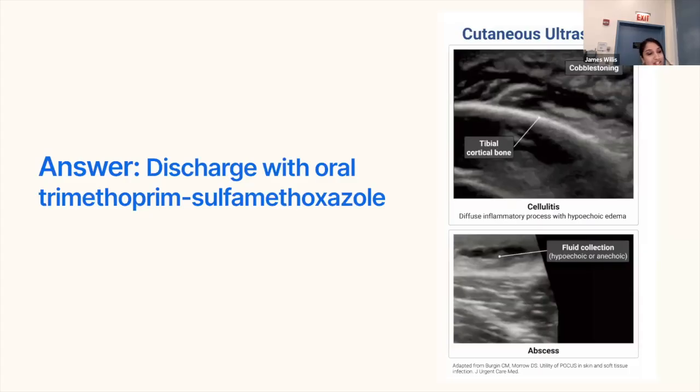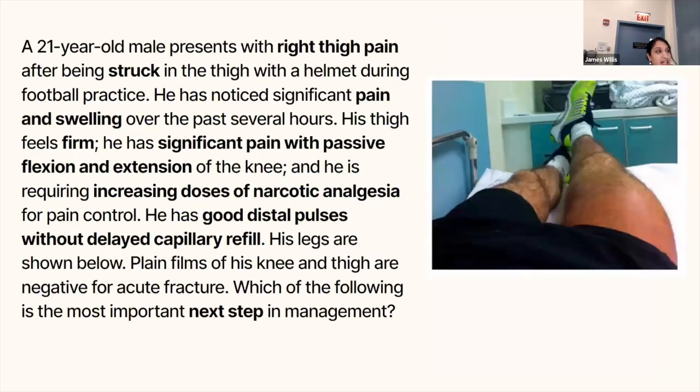So the answer is you want to discharge with oral Bactrim. This is a little bit controversial though, because this is a Roche review question, and when it was being reviewed by the team, they talked about how Bactrim doesn't have the best strep coverage. So that is something to consider. But as we know, when you do an ultrasound of cellulitis, they'll have cobblestoning, and they have the hypoechoic edema distributed throughout the superficial skin tissue and subcutaneous fat. And then this is the next question.